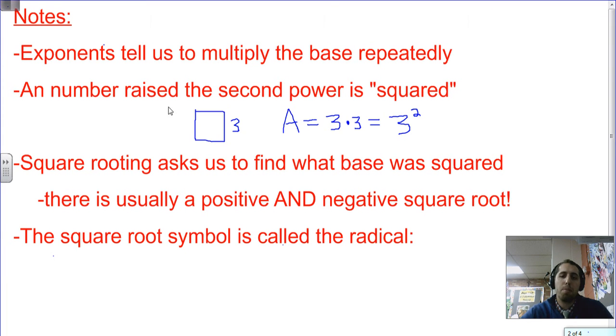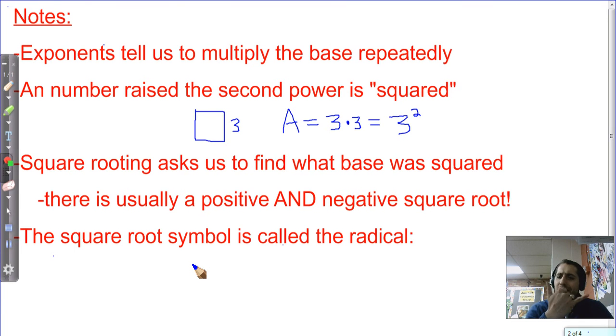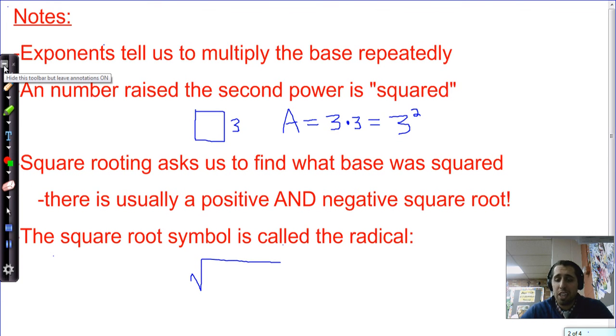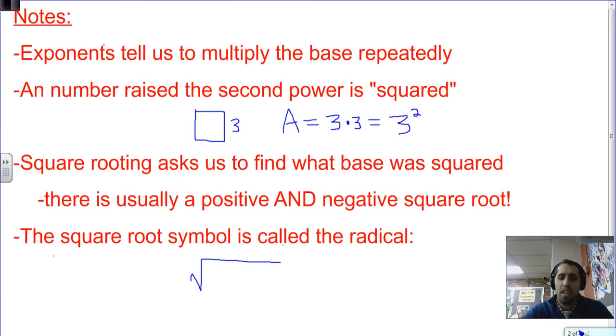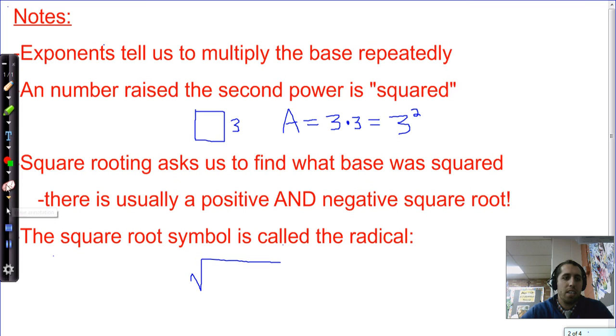The square root symbol is called the radical. I need to draw that for you real quick. Isn't that an awesome name? The radical, dude. So this is what the radical looks like. You'll get used to drawing those. We've already talked about the fact that it's a grouping symbol. So the radical is a grouping symbol, and it tells us to find the square root. Let's move on to some example problems and do those together.